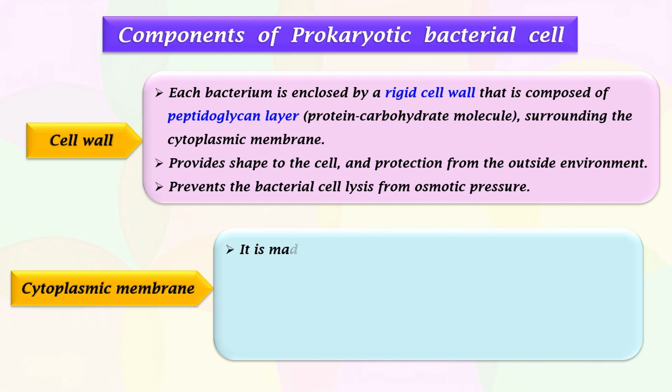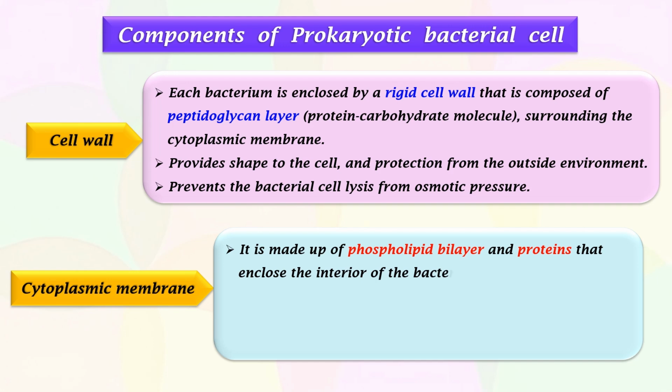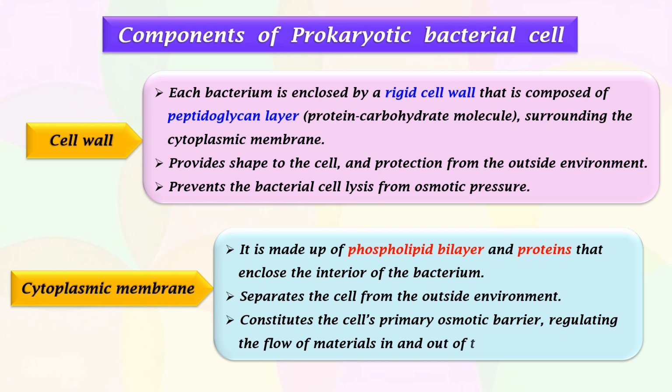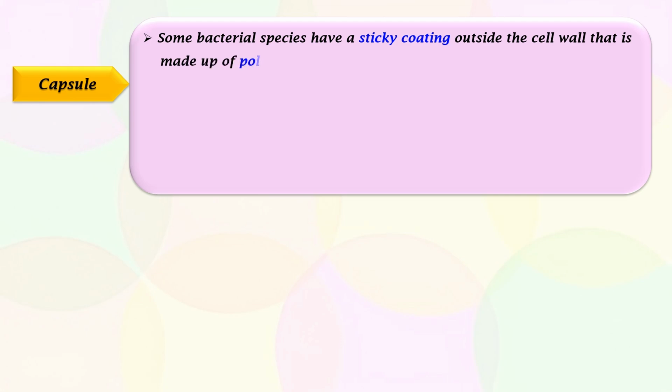Cytoplasmic membrane. It is composed of a phospholipid bilayer and proteins that encloses the interior of the bacterium. The membrane also separates the cell from the outside environment. It is considered the cell's primary osmotic barrier, as it regulates the inflow and outflow of materials from the cell.